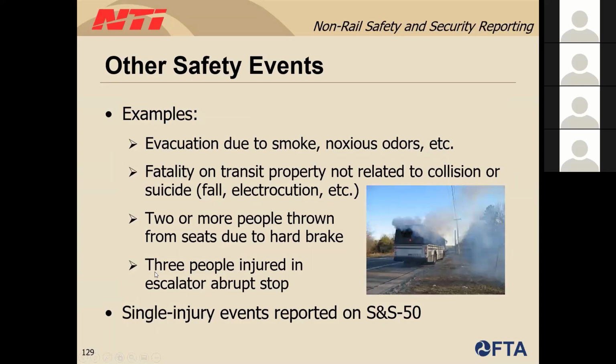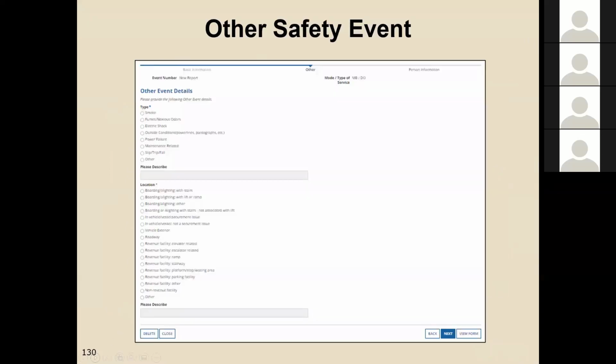Please remember that other safety events resulting in only a single injury would be reported on the SNS 50 monthly summary form. Here is a screenshot of the Other Safety Events screen. At this point, we have completed all screens for major reportable event types.